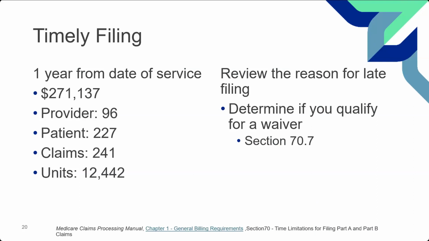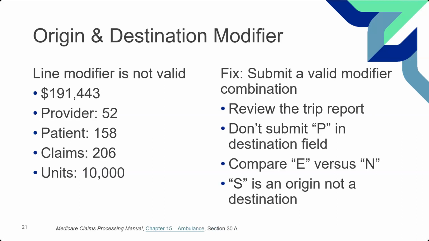Please don't file an appeal. That is not going to do anything for you. You have to write to the claims manager and make sure you go through all of that. All right. Now, there are some origin and destination modifiers that will cause denials versus strictly not payable.